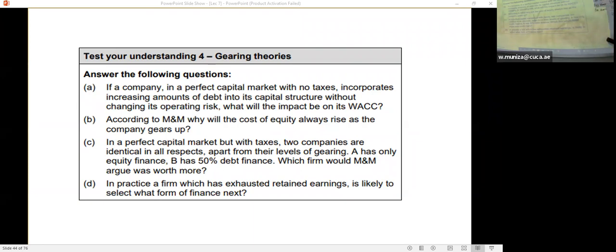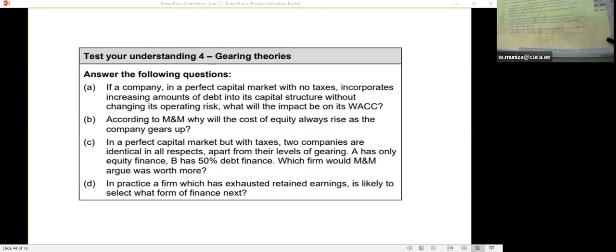Then according to MM, why will the cost of equity always rise as the company gears up? Because the investors are rational. Investors are rational, and there is a linear relationship between the cost of debt and the cost of equity.